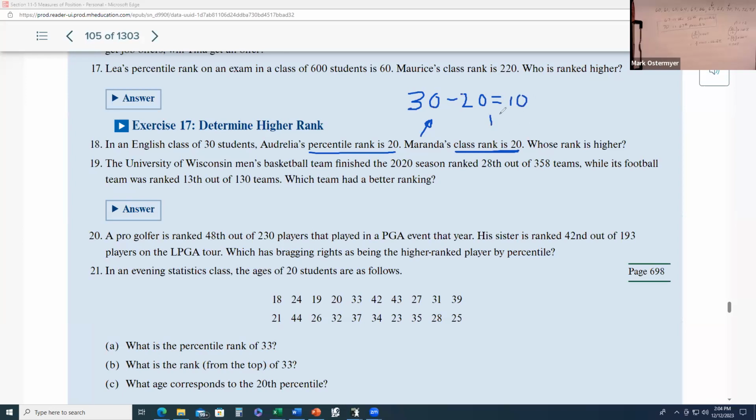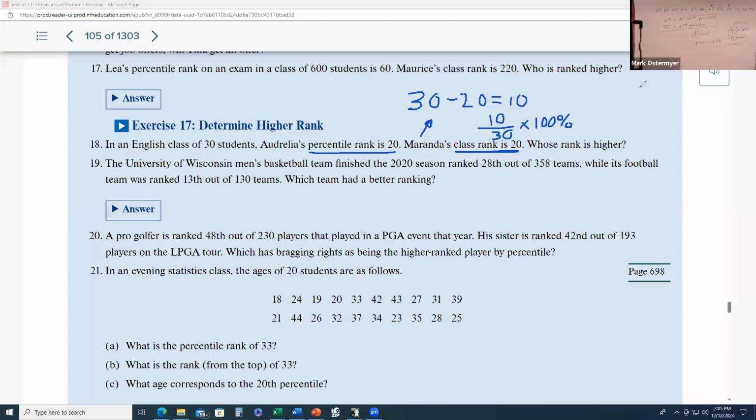It's going to be 10 divided by 30 times 100%. That's going to be Miranda's percentile rank. So what is 10/30 times 100%? Well, 10/30 is reduced down to 1/3.